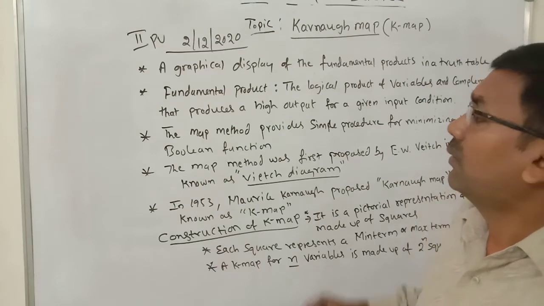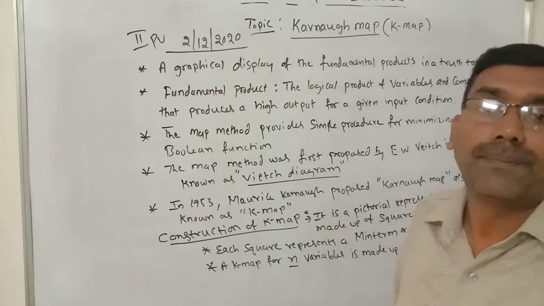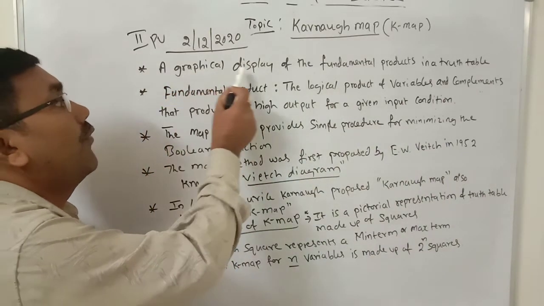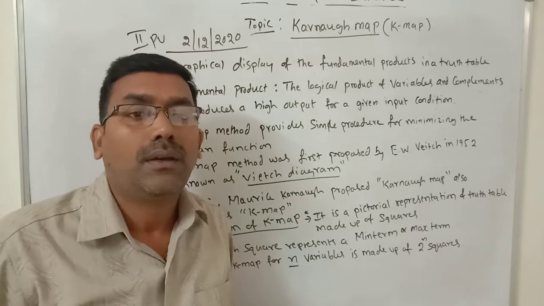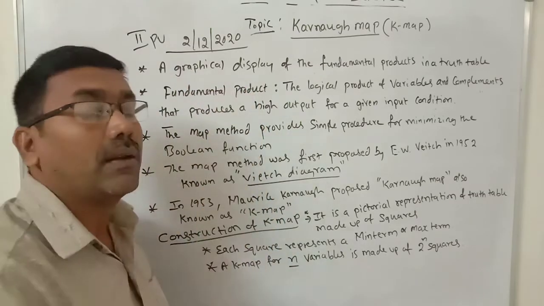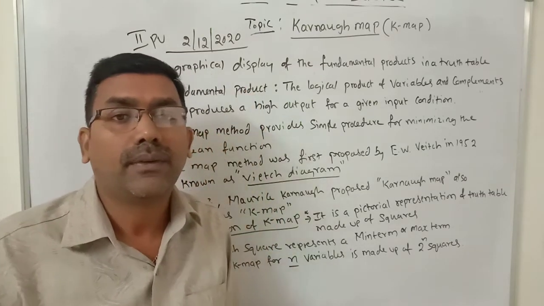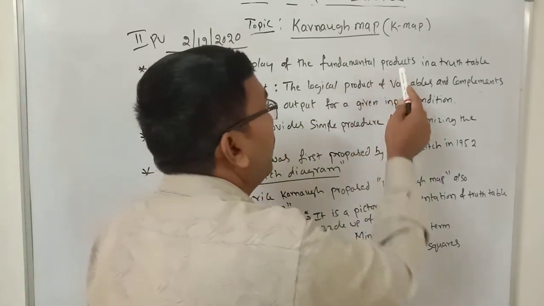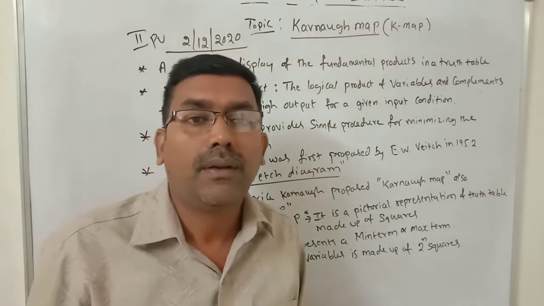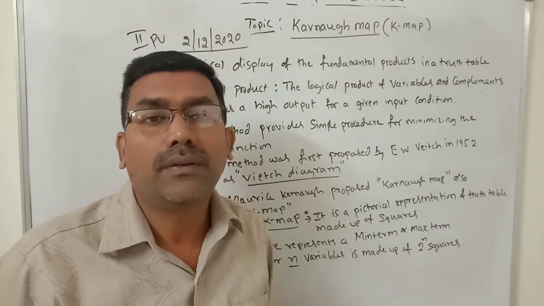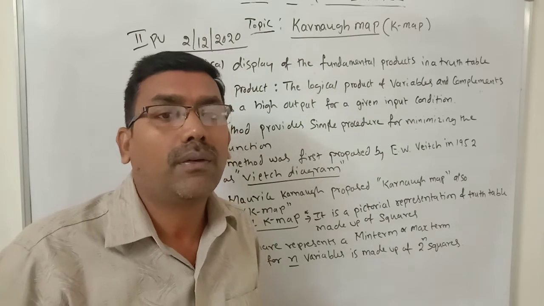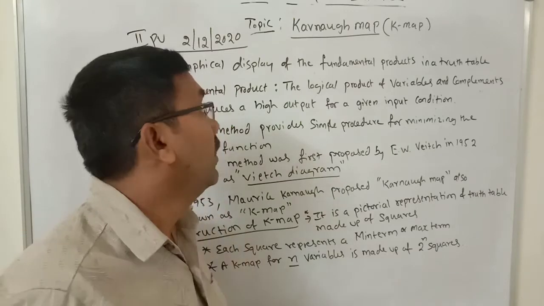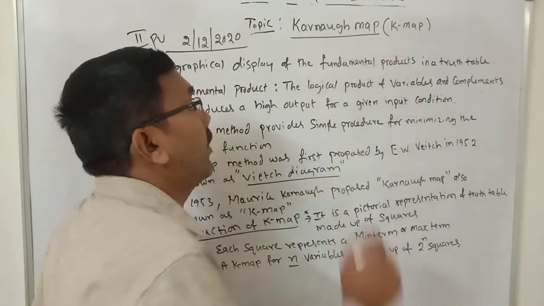Today we discuss what is K map. What is K map? It is a graphical display. Graphical display means pictorial representation. In terms of picture, a graphical display of the fundamental products in a truth table. Already we have written truth tables for all the properties, and with the help of truth table we have solved. That is fundamental products.